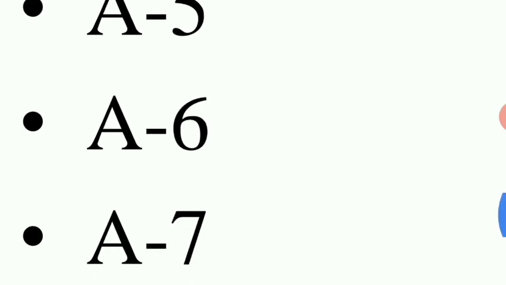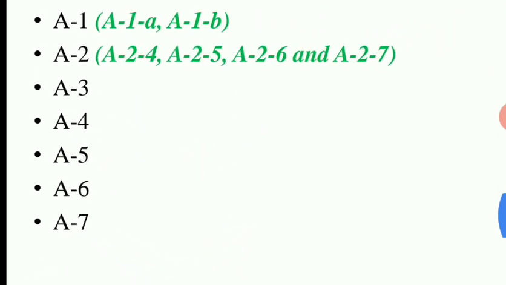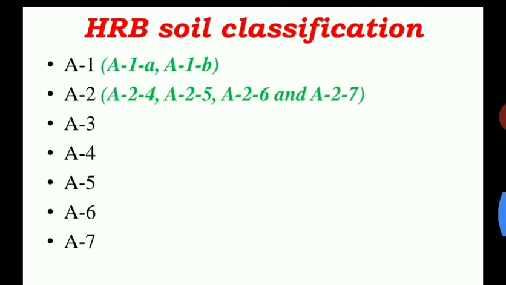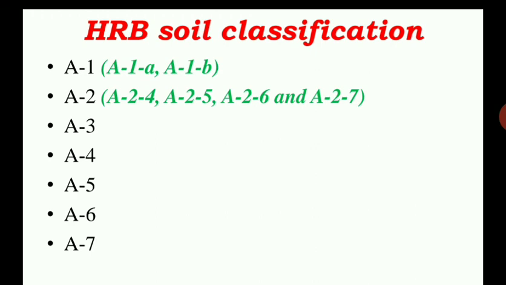So coming to the next type, that is A6. Here the A6 group of soils are plastic clays having high values of plasticity index, exceeding 10%, and low values of liquid limit, below 40%, and they have high volume change properties with variations in moisture content. So the last HRB soil classification, that is the A7 soil classification.